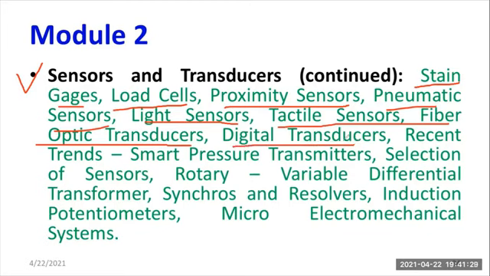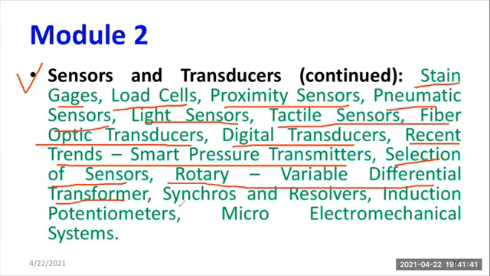Then different types of digital transducers, recent trends and smart process transmitters, and how to select a sensor or a transducer. Then what we mean by rotary variable differential transformer and applications of the rotary variable differential transformer. Then what we mean by synchros and the synchro pair characteristics. That is already explained. Then induction potentiometers.